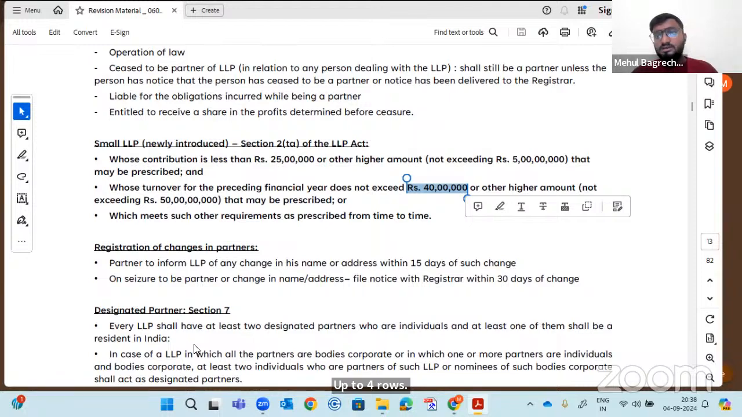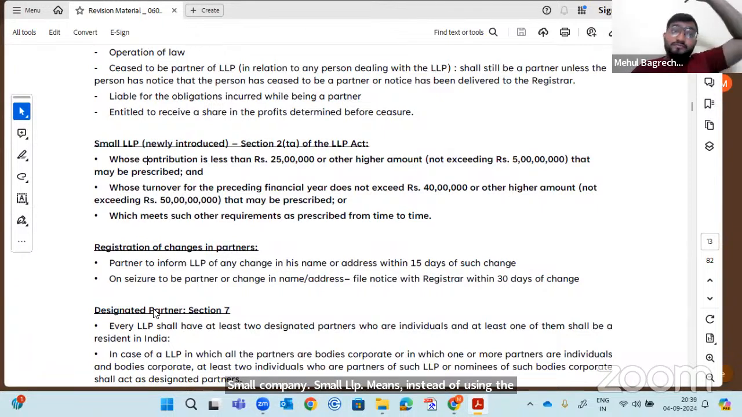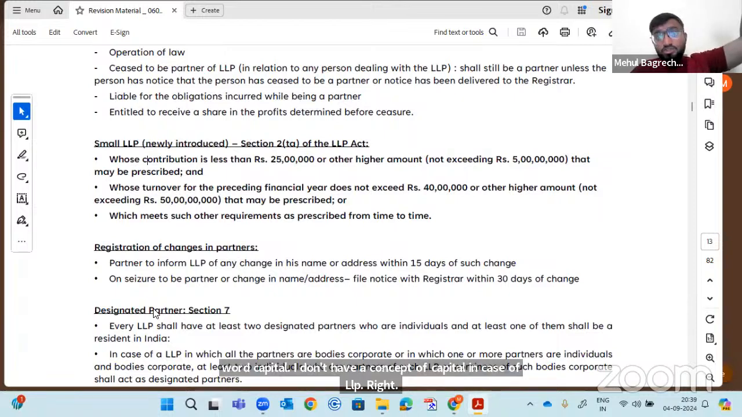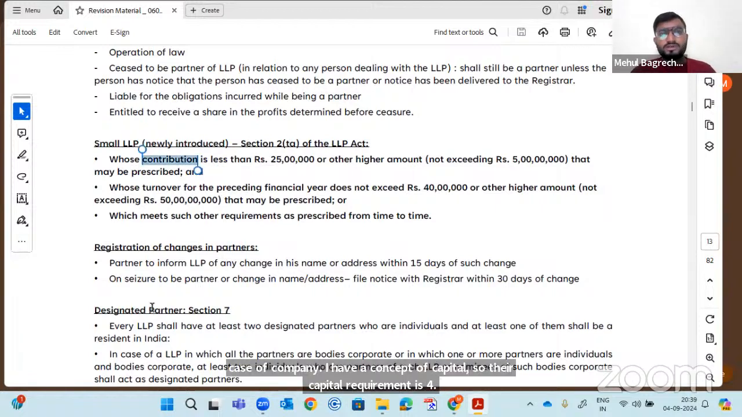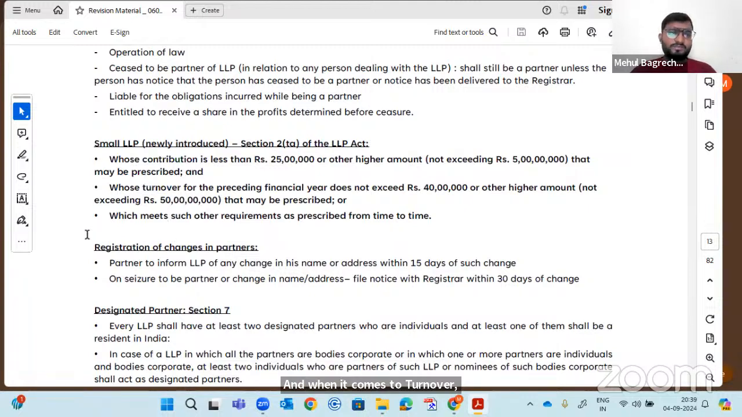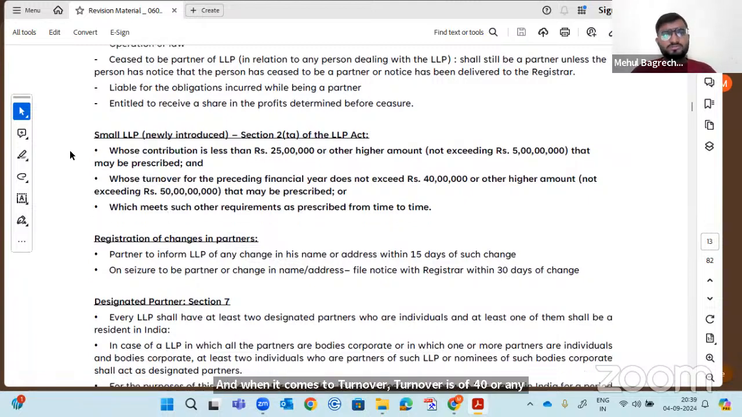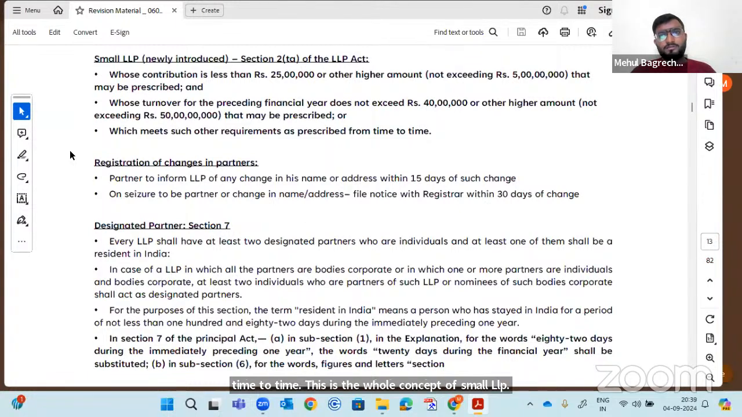Easy to remember. Here, small LLP means, instead of using the word capital, I don't have a concept of capital in case of LLP. In case of company, I have a concept of capital, so their capital requirement is 4 crores. Here, instead of capital, we are using the language contribution. How much is the contribution? 25 lakhs. And when it comes to turnover, requirement is of 40 lakhs or any other condition which may be prescribed from time to time. This is the whole concept of small LLP. Understood?